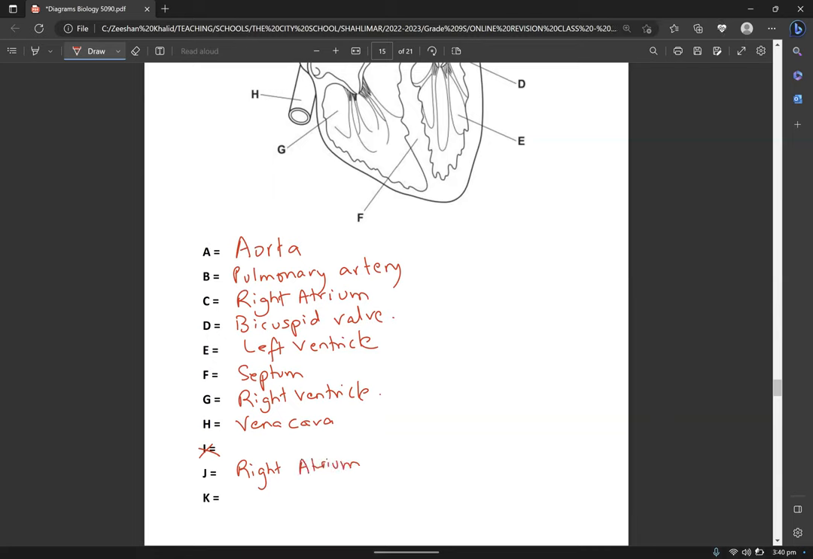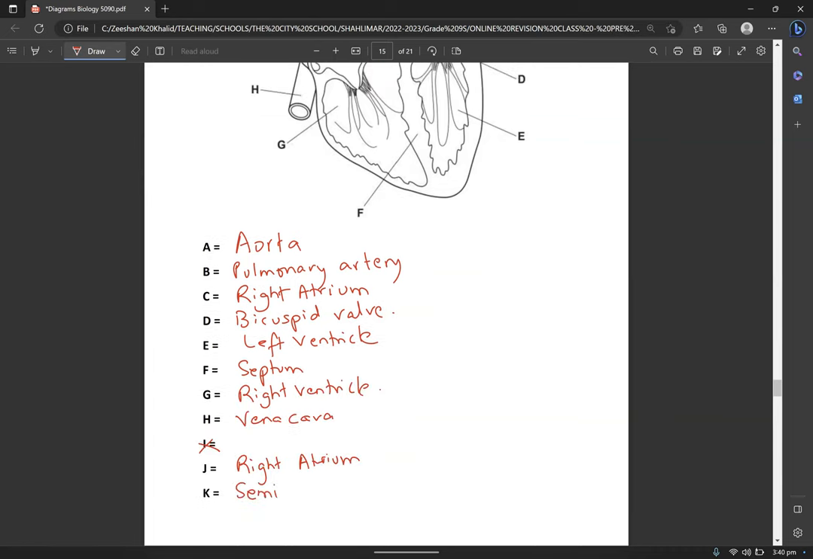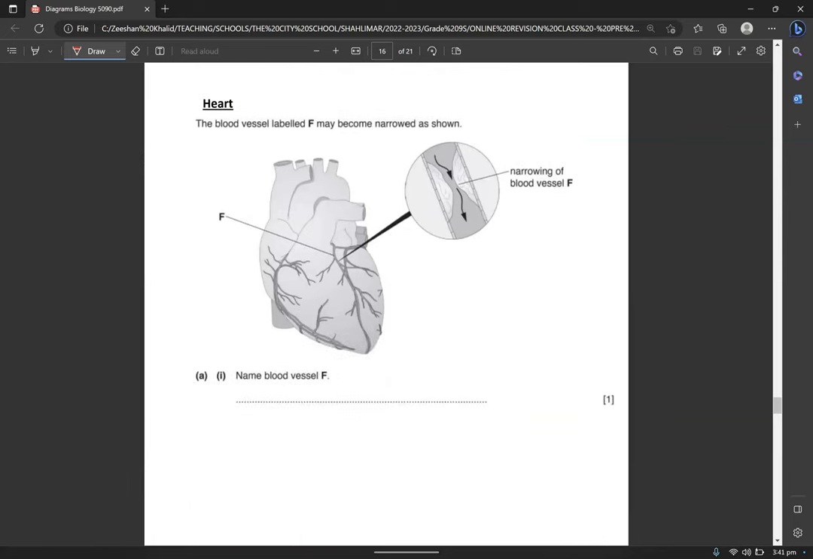And then finally, we have K, which is the semilunar valve. Theek hai ji, okay. Achha, ab wo bahar wale structure pe aapko dikha raha hai, ye blood vessel jo hai, hume pata hai, these are the coronary arteries, which basically supply oxygenated blood to the cardiac walls themselves, because the heart also needs to contract and therefore needs energy.